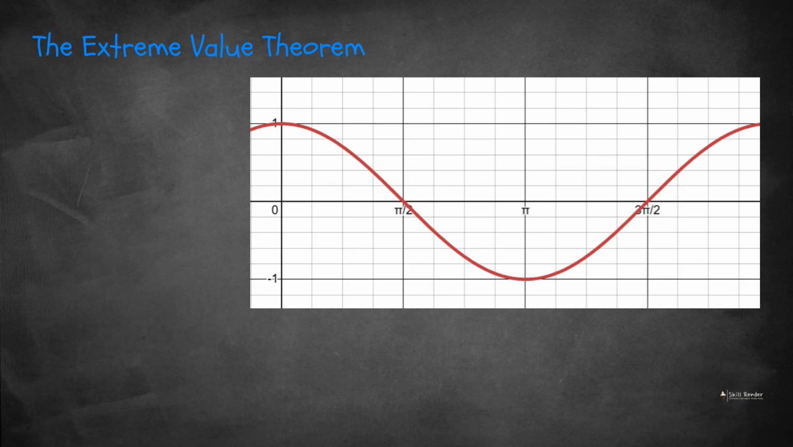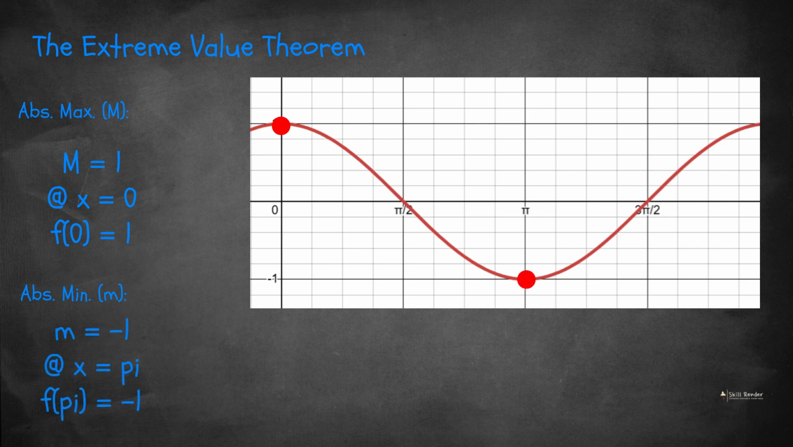This theorem shows us that for any closed interval on a continuous function, there will be an absolute maximum value capital M and an absolute minimum value lowercase m. As you can see in this example, the function cosine of x, in the domain that is pictured here, the absolute maximum, capital M, is 1 and occurs at x equals 0, such that f(0) is equal to 1, and the absolute minimum, lowercase m, is negative 1 and occurs at x equals pi, such that f(pi) equals negative 1.